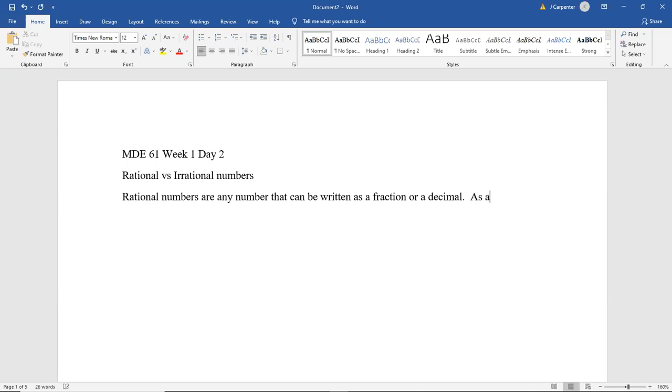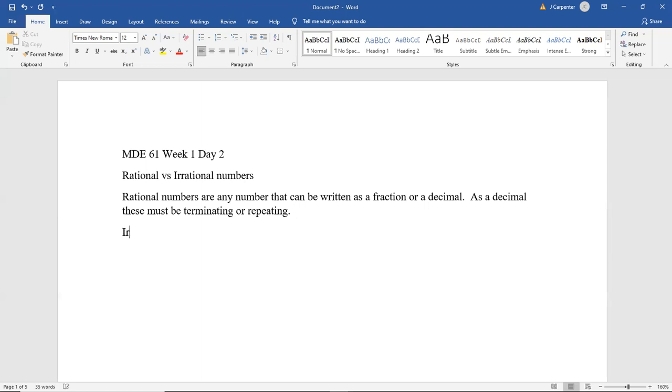As decimals, these must be terminating or repeating. In other words, it's like 5.66666666666, which would be repeating, which we usually just write as 0.6 and then a bar over it. Or terminating would be something like 3.9, where it stops, or 3.91.